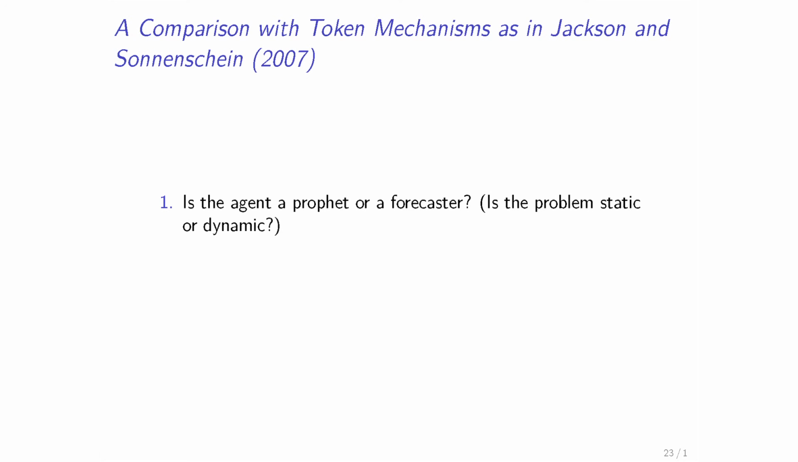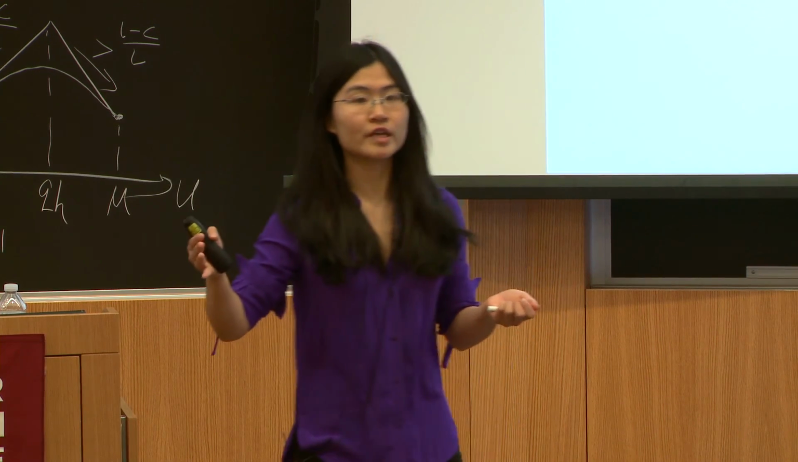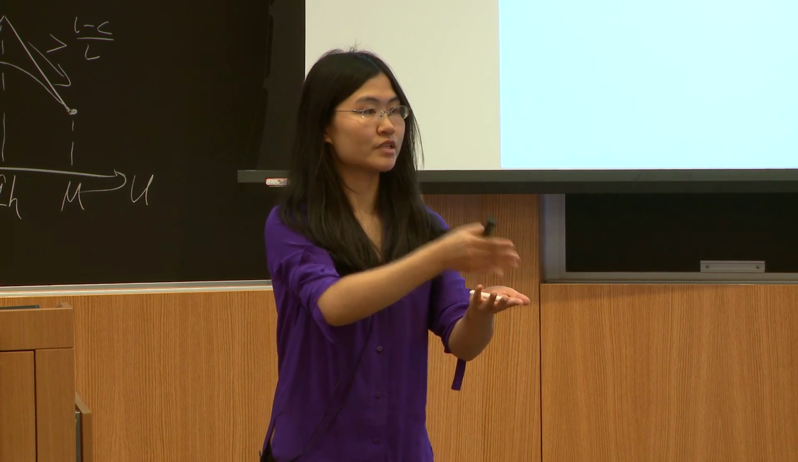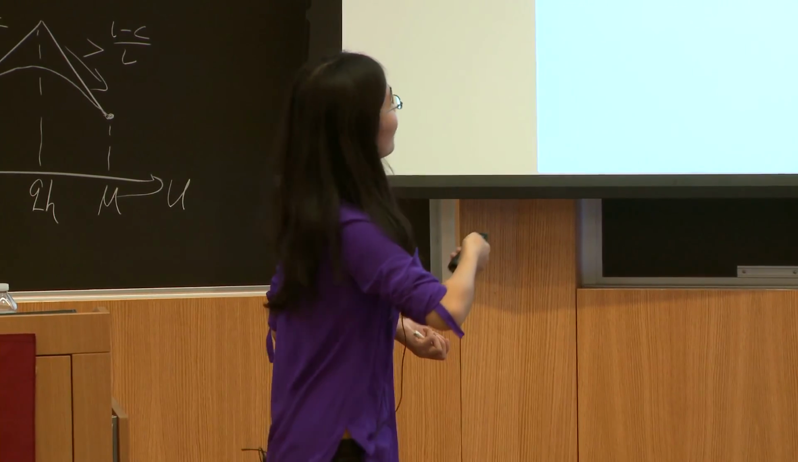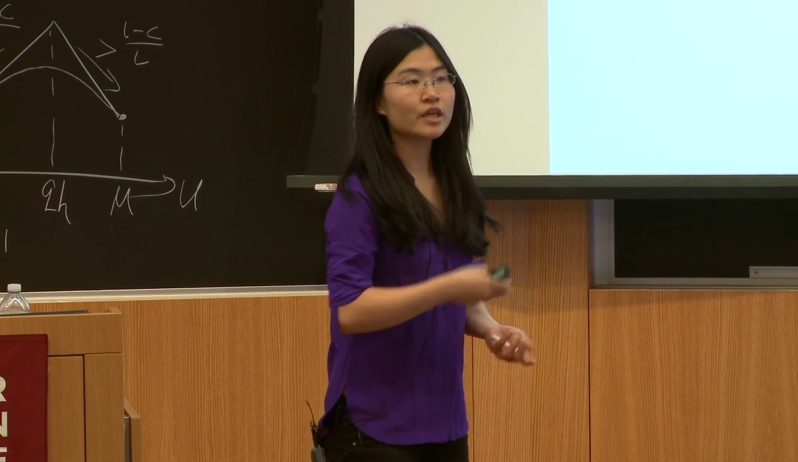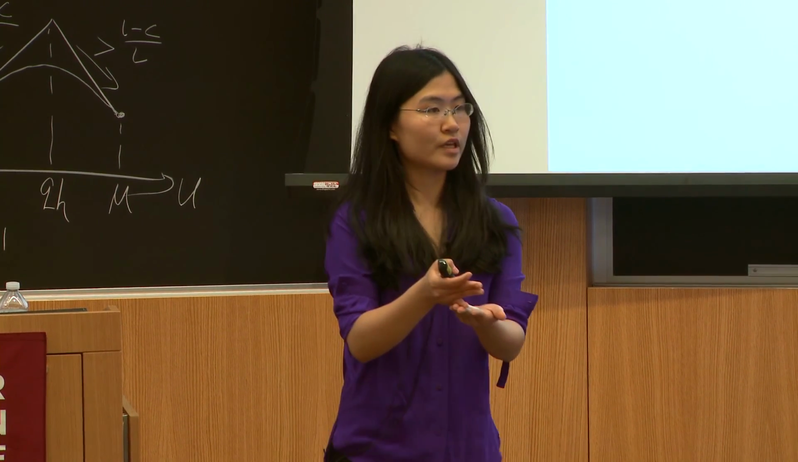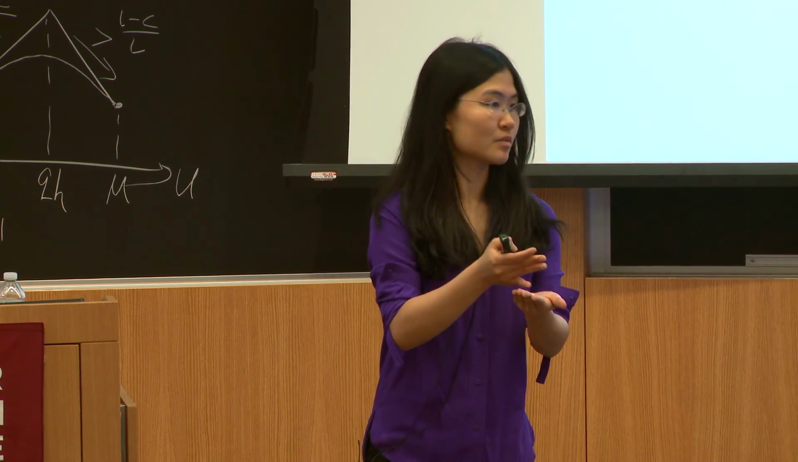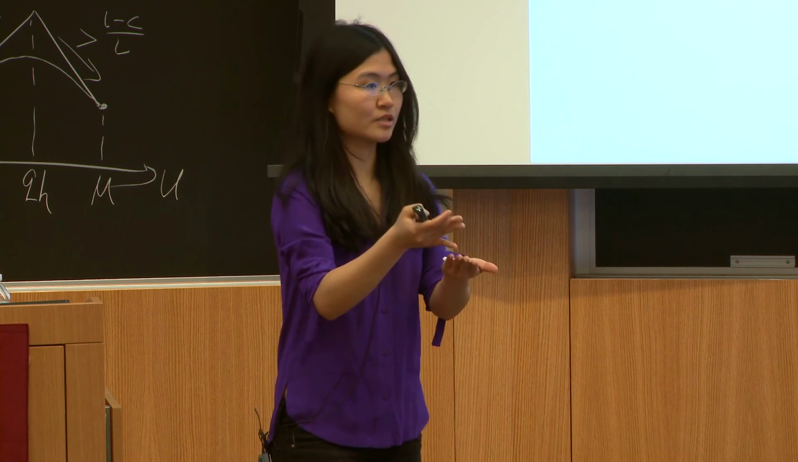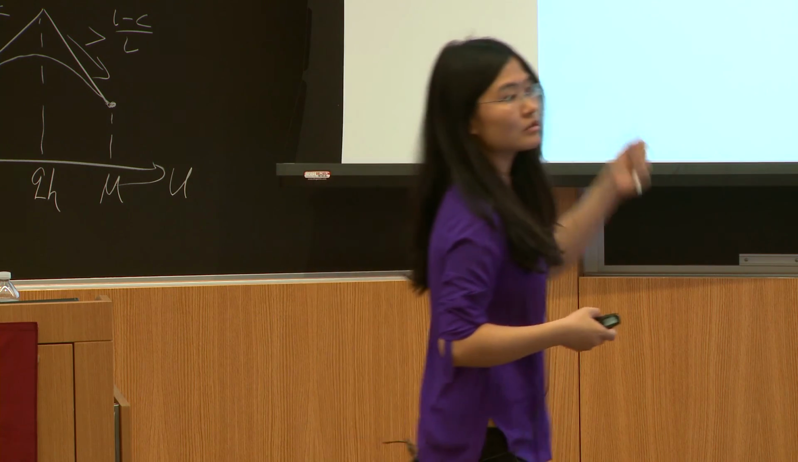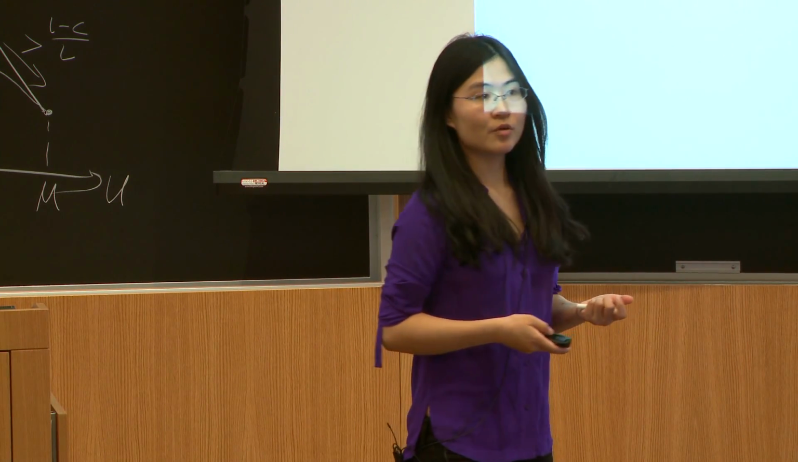One is a static model in which the agent is a prophet. So the agent knows the realization of his valuations from the very beginning. He knows the realization of his valuations in every period in the future. We call him a prophet in this case. And in our environment, the agent is a forecaster. So he only knows the realization of his valuations up to time t when he makes the report. And that means his report is predictable subject to his valuation realization up to time t. So under these two models, the comparison will be very different.